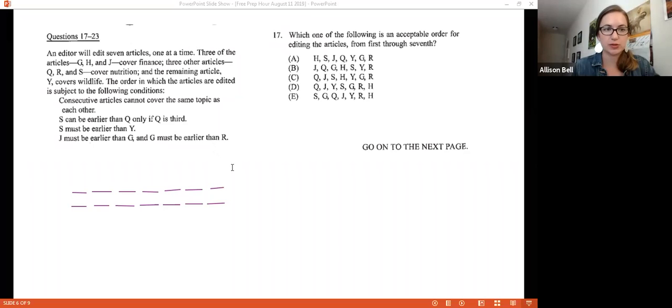So the way that I would handle this is actually to connect the letter to their topic off to the side. So I know that G is going to be a finance article. So I'll have the F next to that top layer and then the G next to that bottom row. And I'm going to do the same with H and J. So H is also a finance article and J is also a finance article. But then for Q, R, and S, I'll use N for nutrition.